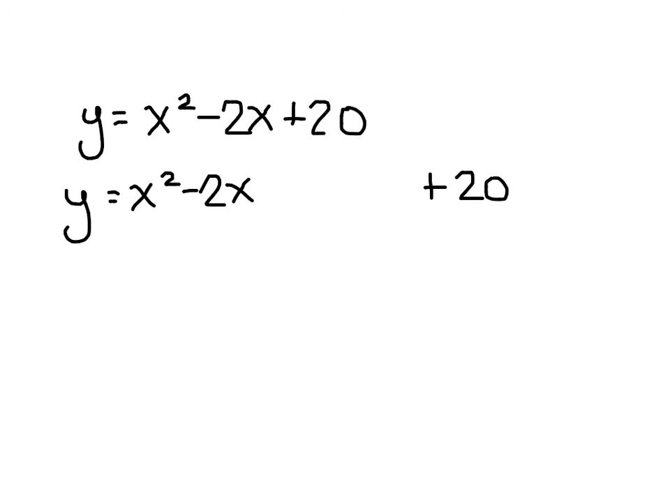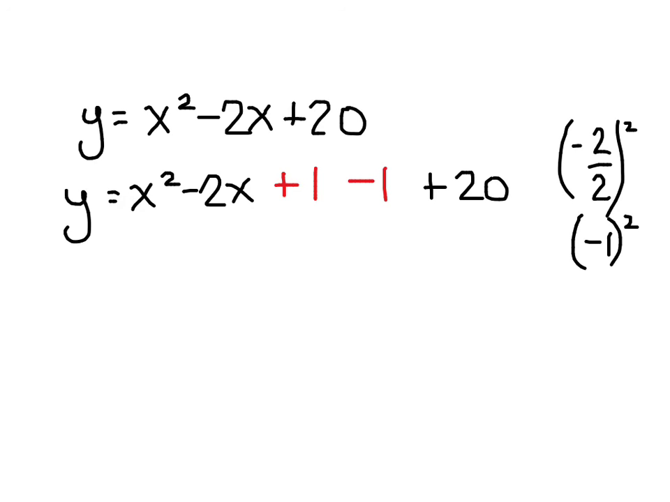Then I take whatever's in the b spot divided by 2, squared. What number's in the b? Negative 2 divided by 2 is how much? Negative 1. What's negative 1 squared? 1. Add 1, minus 1. Remember, you've got to do the same thing right away, back to back, right?